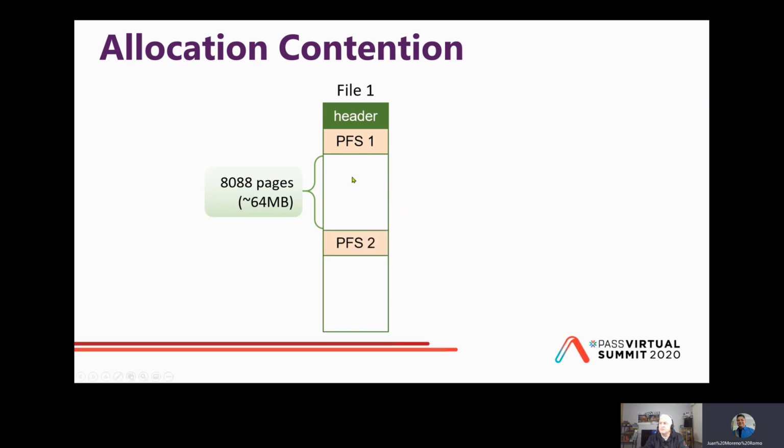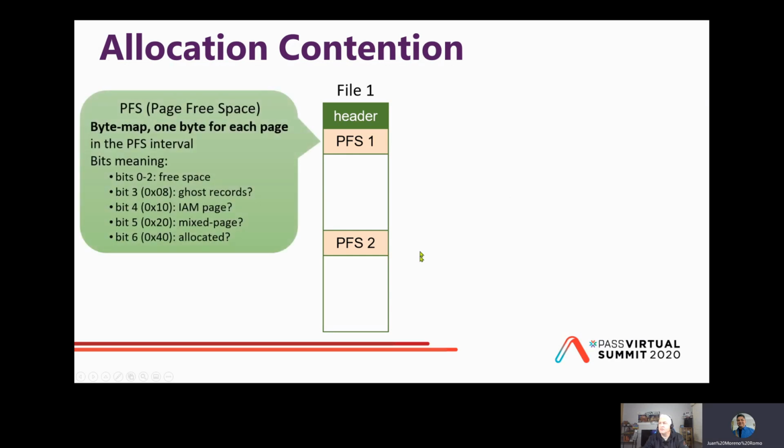These sections are managed by each PFS page. So one PFS page will be able to manage up to 64 megabytes of pages, up to 8088 pages. On each PFS page, you will have these bytes, that means where we have a ghost record, where we have an allocated page or not, and all the information for this block, for this section, for the PFS.